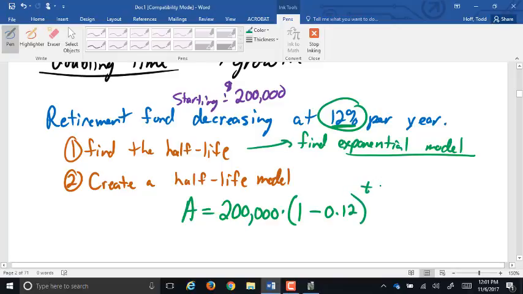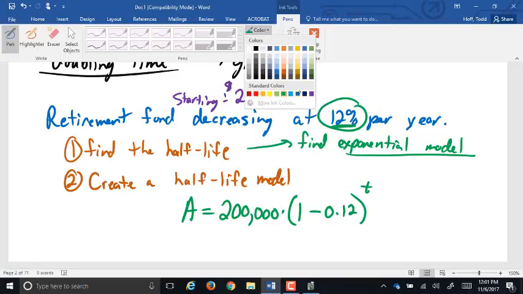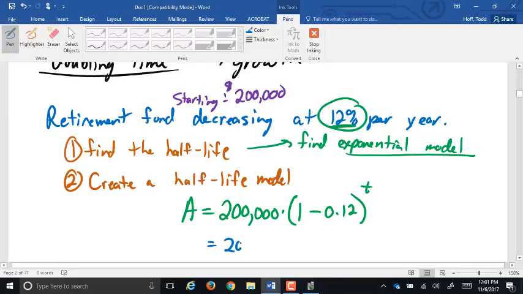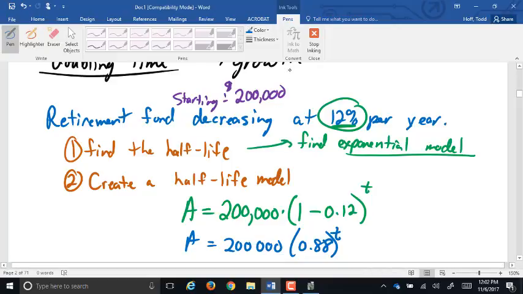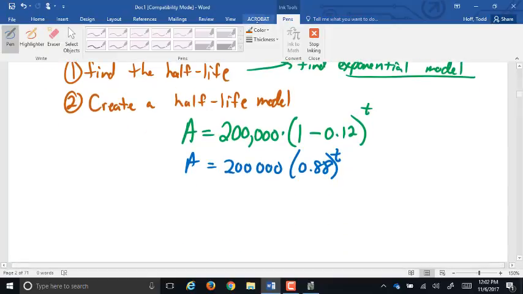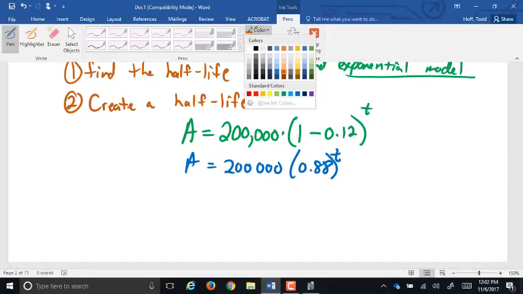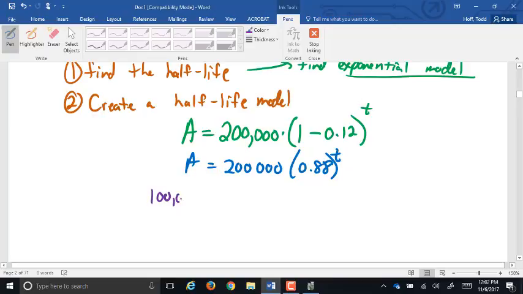Perfect. One, you got it. So it'd be 1 minus 0.12. So that's going to be 0.88 to the power of t. Perfect. So a half-life is going to be the time it takes for the amount to get down to 100,000.